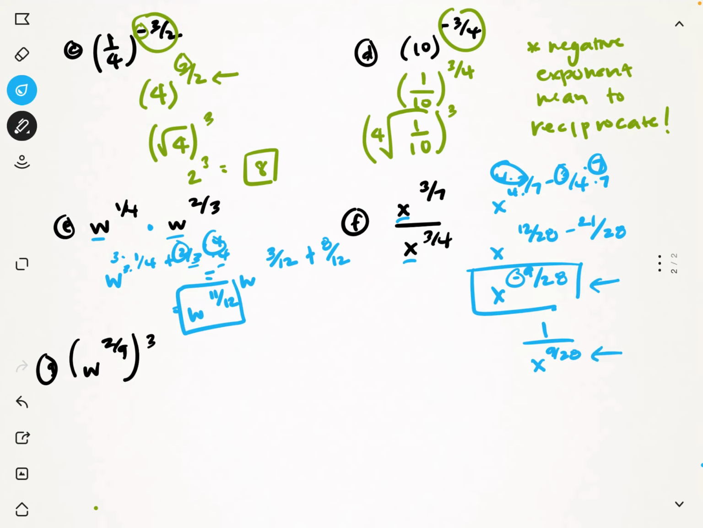Okay, and then the very last one, w to the 2/9 cubed. Remember, anytime we have a power raised to another power, we're multiplying. So we have w to the 2/9 times 3. Some of us like it if we change the 3 to a fraction, which is fine. We're multiplying top, top, and bottom, bottom. So we have 2 times 3 is 6, 9 times 1 is 9. Because we can reduce 6/9, we're going to do that. They're both divisible by 3. So 6 divided by 3 is 2, 9 divided by 3 is 3. And we're done.